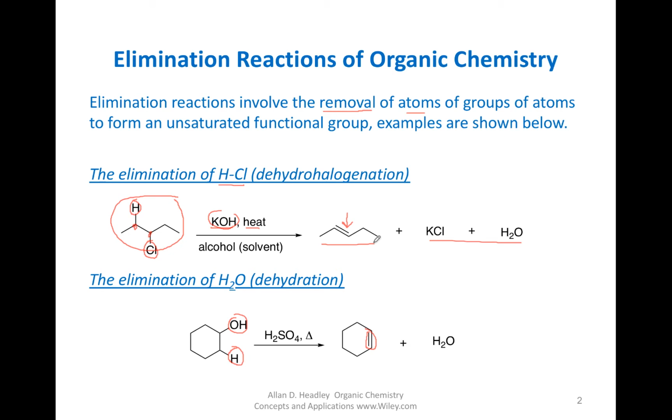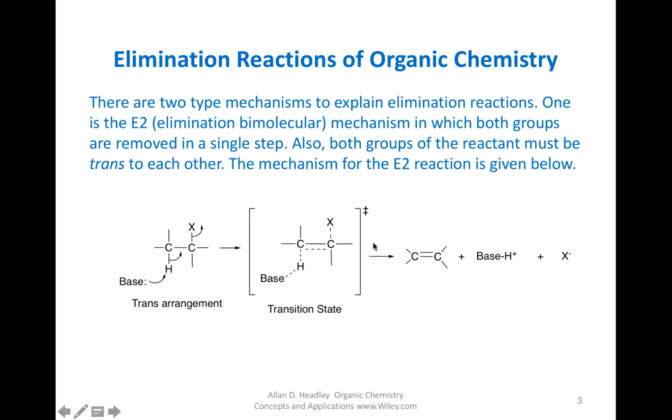Remember, a mechanism is a step-by-step description of a reaction or how that reaction proceeds from reactants to products. So that's the mechanism. And you'll see why it is so important to know the mechanism of reactions, because it can be used to explain various observations. So let us look at what we did earlier. The first mechanism to explain the elimination reaction was the E2 mechanism.